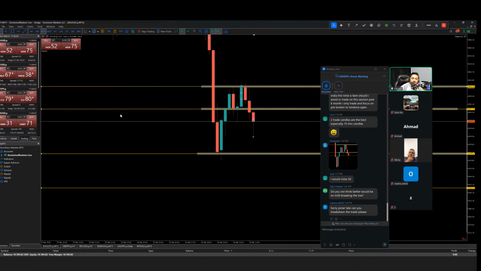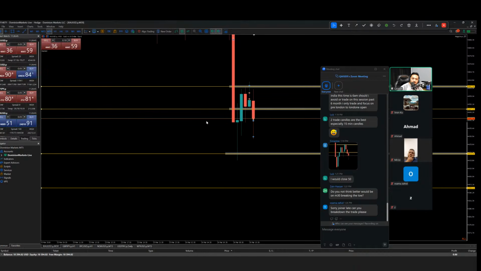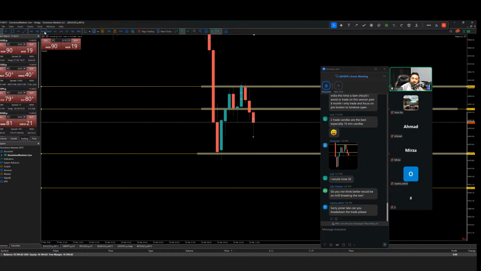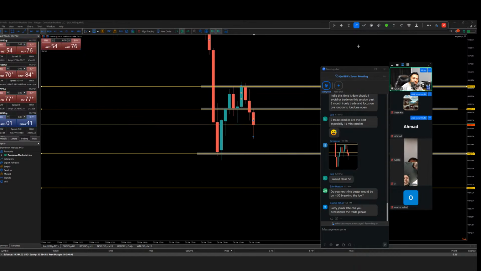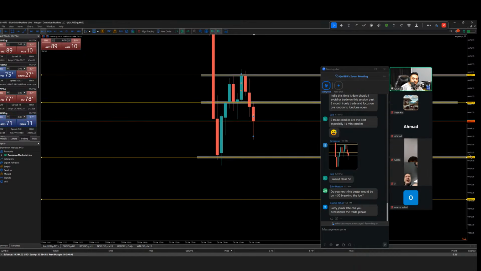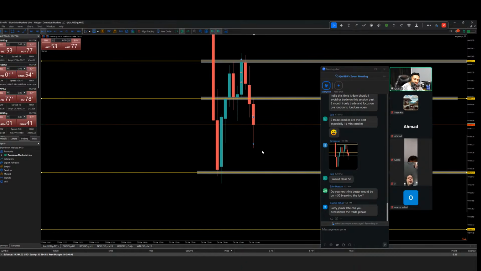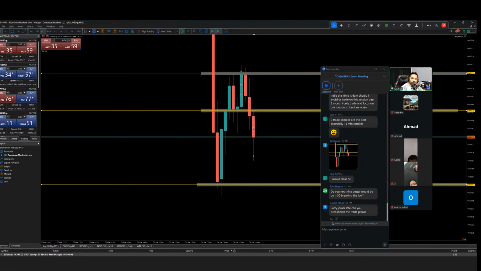So now I think it will be better to wait for the 30-minute candle to close. Let's see how it's going to close. Whatever I lost here, I recovered my loss with proper risk management. It could be like a different live stream today, very educational I would say. Let me explain this step by step to you guys.